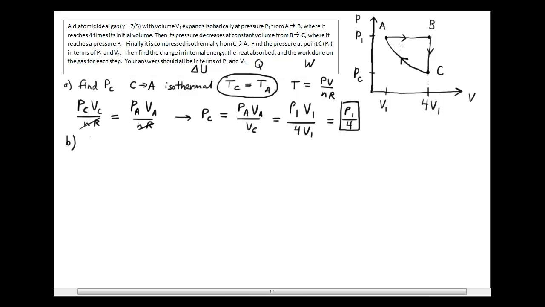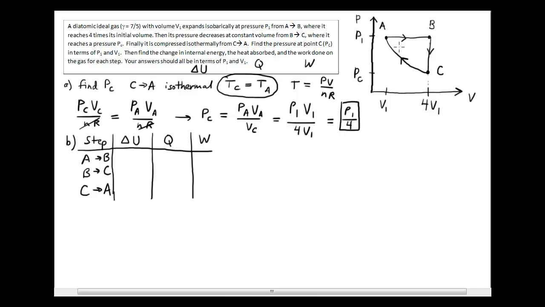All right, so let's do this. Let's have one column for the step, and then we'll have delta U, we'll have Q, and we'll have W for each of these steps. Okay, so let's just see, there are three steps. There's A to B, then there's B to C, and finally C back to A. So there are 9 quantities that we want to fill out in this table in order to give us the answers for each step.